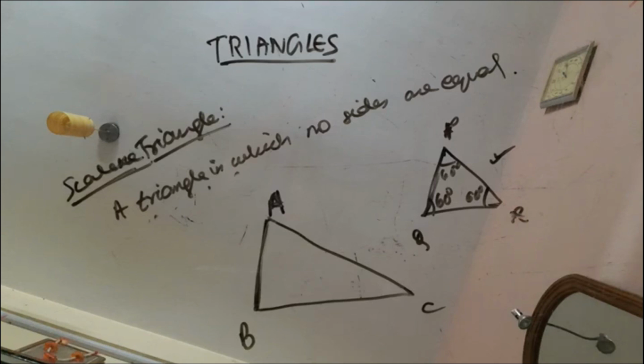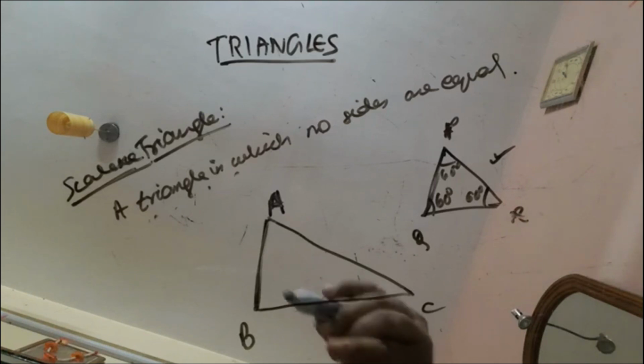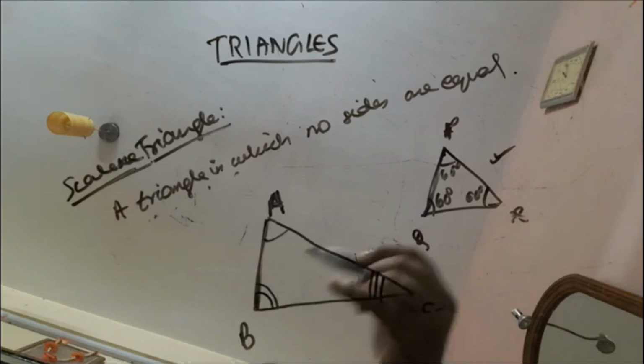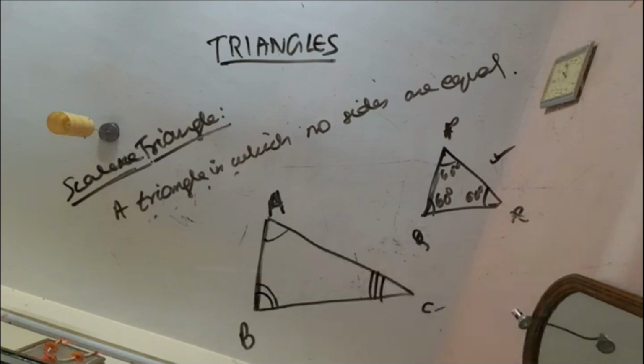So this was the scalene triangle. All the three angles are also different, so there is nothing much special about this triangle. So most of the triangles that we see are scalene triangles. Equilateral triangles and isosceles triangles are special triangles.